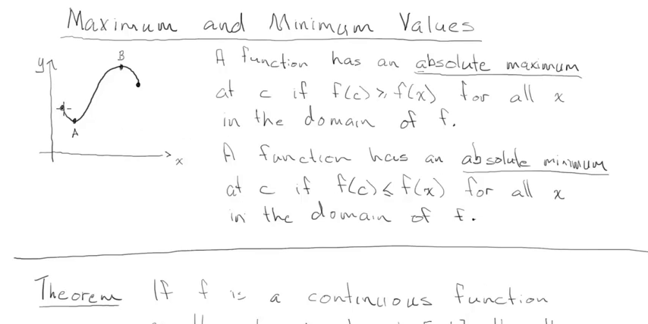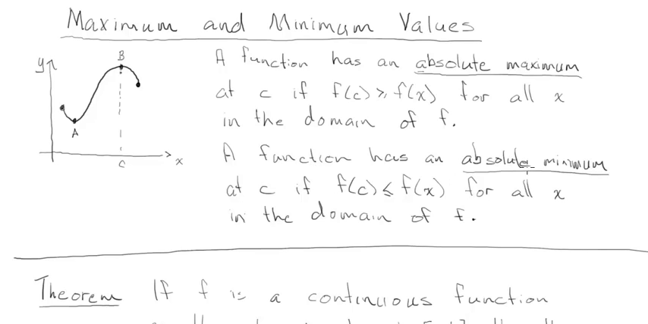If you have a function f(x), then that function will have an absolute maximum at c, so this would be your c value, if f(c) is bigger than f(x) for all x in the domain of f. That basically means the y value at c is bigger than all the other y values for the whole function, not just around it. So there are no arrows going up in this case. They don't get higher than this point b.